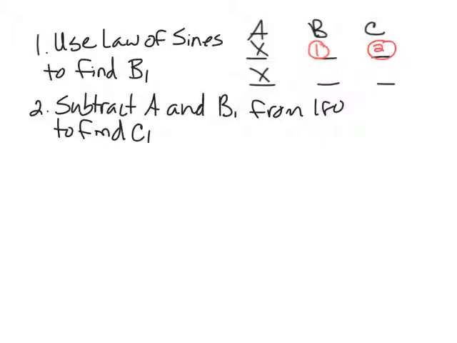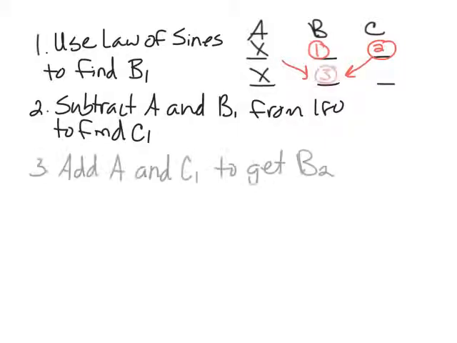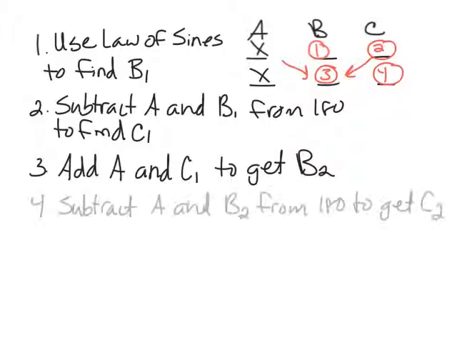Now what you're going to do is add A and C to get the second B. So the second B angle is equal to the sum of A and C. We could draw that out sometime and I can show you, but for now just take my word for it. It works. So if that works, then the fourth step is to find the last C in the same process that you used to find the first C. You take 180 and subtract A and B2, and that's going to give you your second C. If these end up being positive, then you have two solutions.